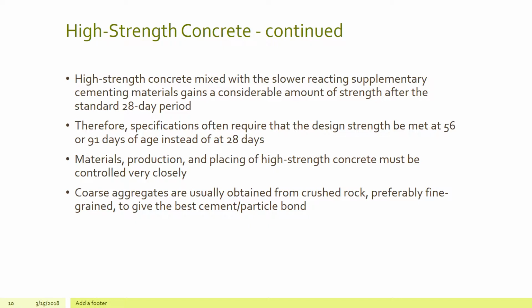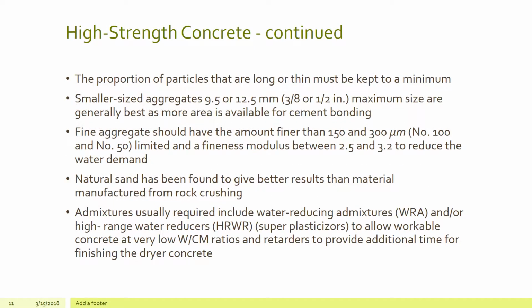Coarse aggregates are usually obtained from crushed rock, preferably fine grained, to give the best cement particle bond that we can create. The proportions of particles that are long or thin must be kept to a minimum, and we discussed this in an earlier module lecture. Smaller size aggregates, we're looking at 3/8 or 1/2 inch maximum size, are generally best as more area is available for the cement bonding. What we're trying to do here is give that surface area so that these aggregate particles bond together to give us the strength that we need.